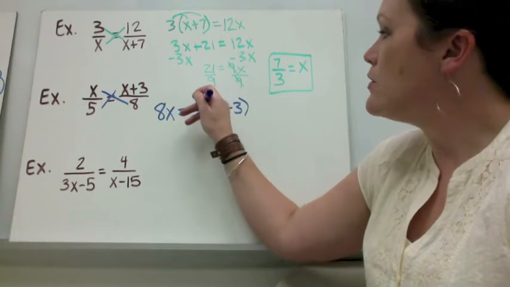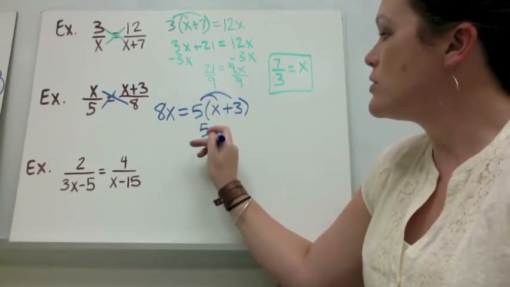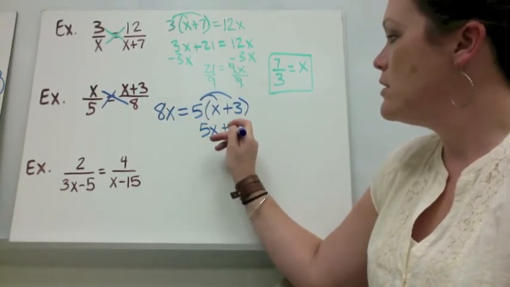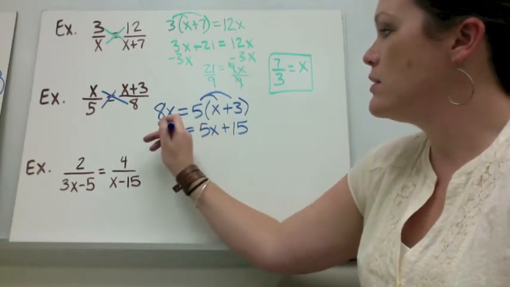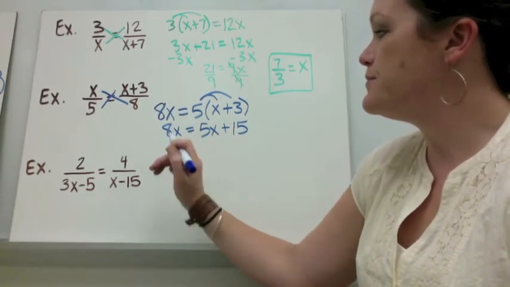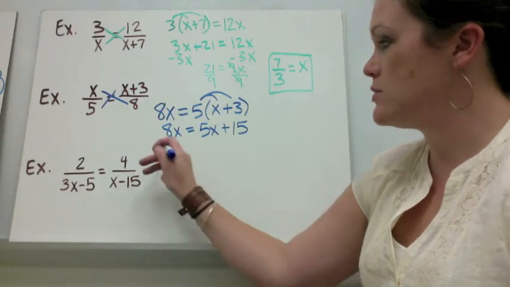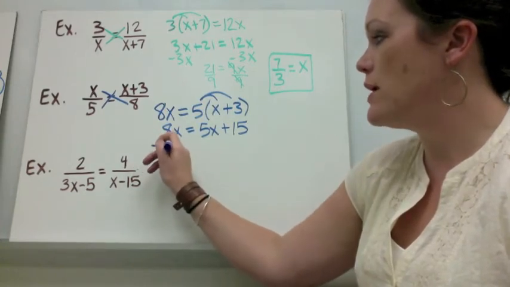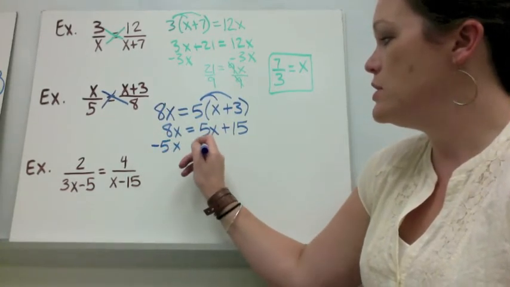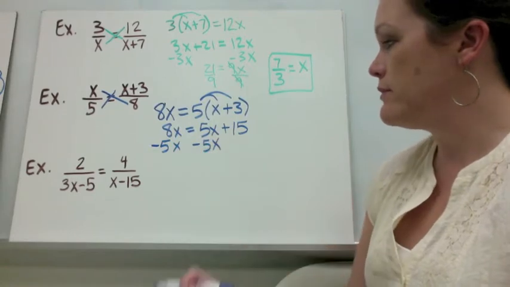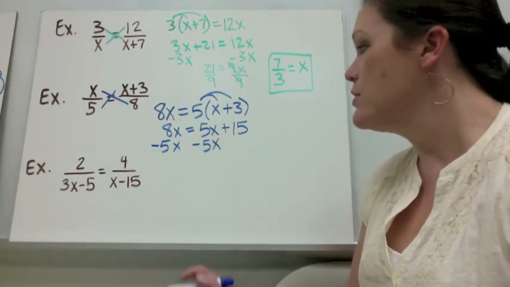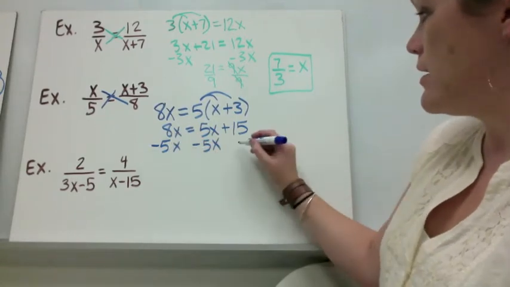So then let's go ahead and do that. So 5 times x plus 3 would be 5x plus 15. Bring down the 8x. And then we need to get x's on one side. So I always say to try to move the smallest one so you keep your x term positive, or whatever the variable may be. So 8x minus 5x.